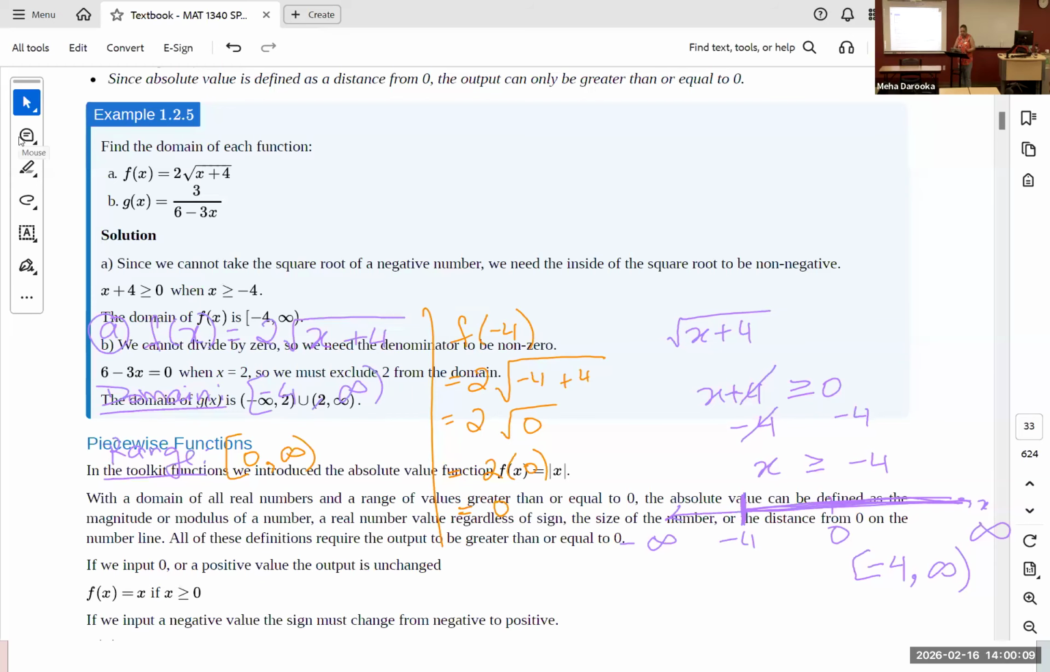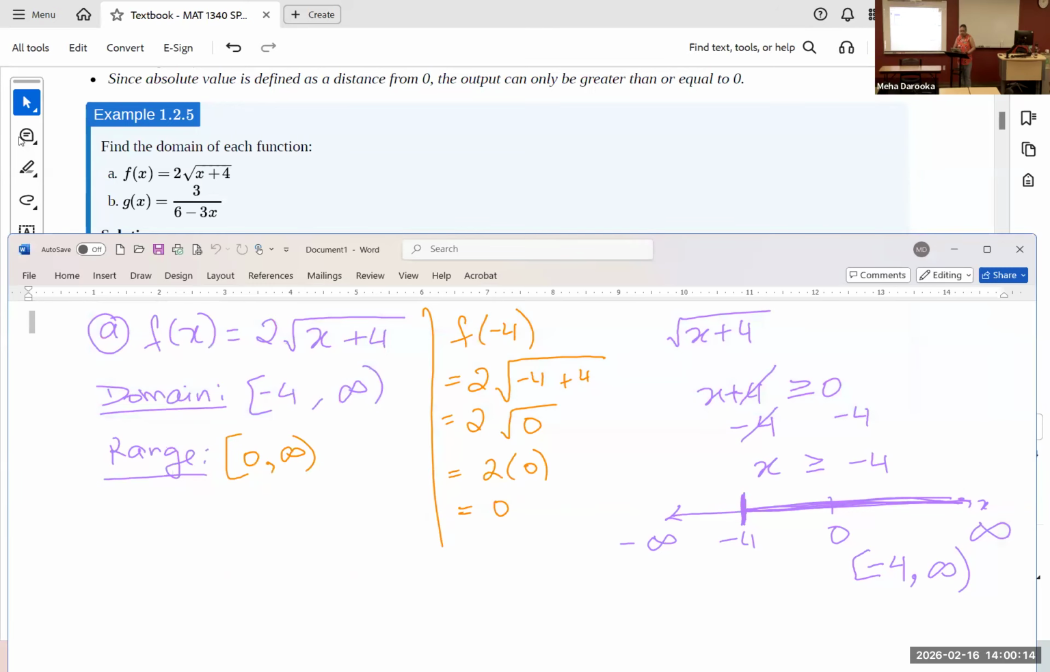Now, in your textbook, they're only showing you the domain values here, so they will not show you how to calculate the range, but hopefully this helps out. Questions on this one here, guys? Ladies? On Zoom? No? All right, let's look at the second one then.